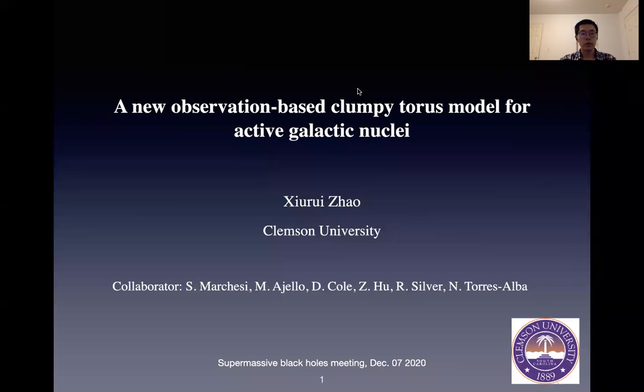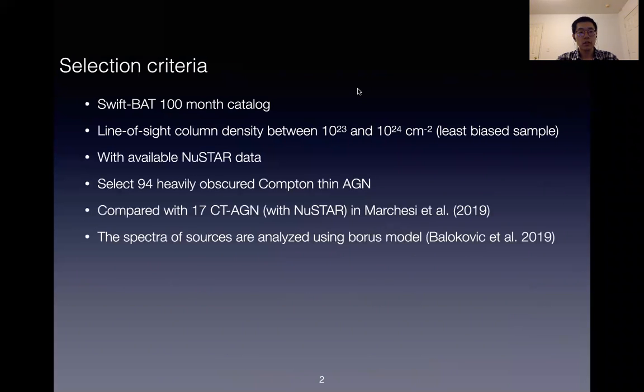Hello, it's a pleasure to introduce the recent work by our group, which is about a new observation-based clumpy torus model for active galactic nuclei. In this work, we analyzed the X-ray spectra of a sample of AGN to study the obscuring torus in these AGN. We select sources from the Swift BAT 100-month catalog.